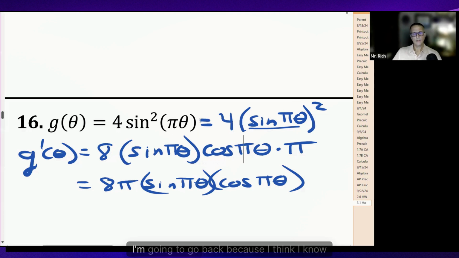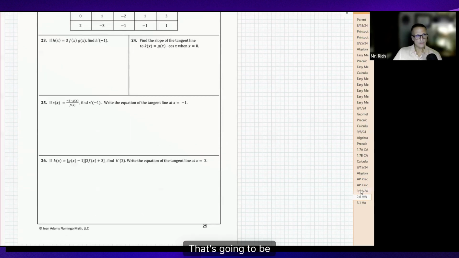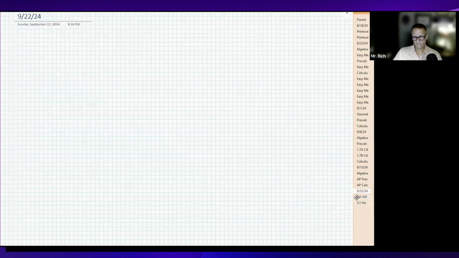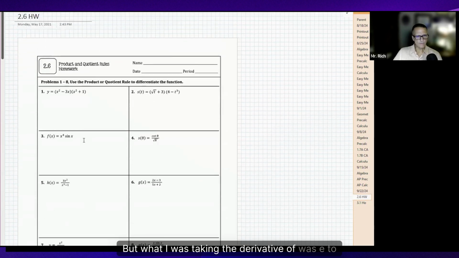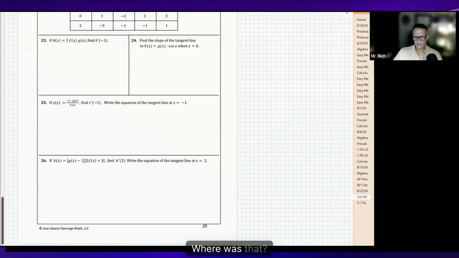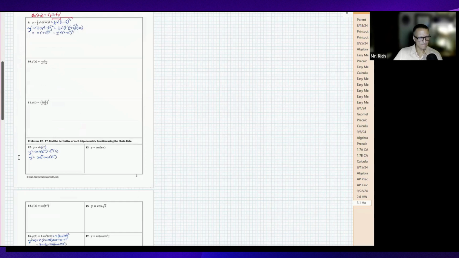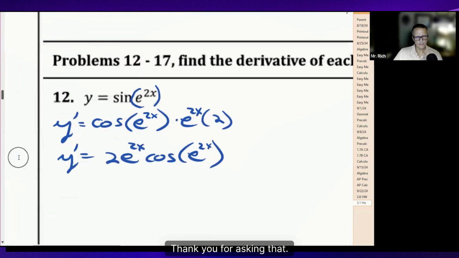Okay, I'm going to go back because I think I know exactly what she's asking. Where did I do that? That's going to be the challenge for me to find where I was. But what I was taking the derivative of was e to the 2x. Yeah, it wasn't there. Where was that? Well, nuts. Was it up here? I bet you it was up here. Oh, yeah, this one right here. Good. Thank you for asking that.